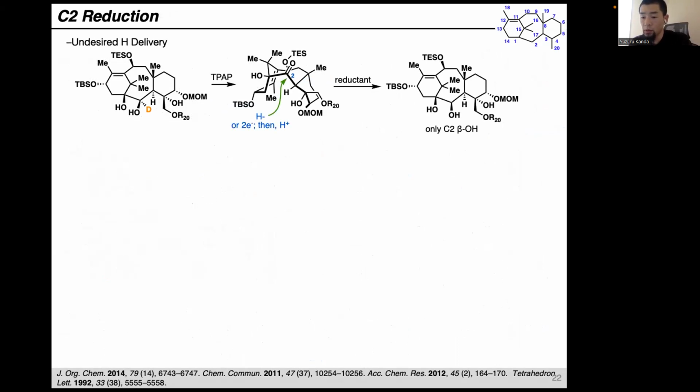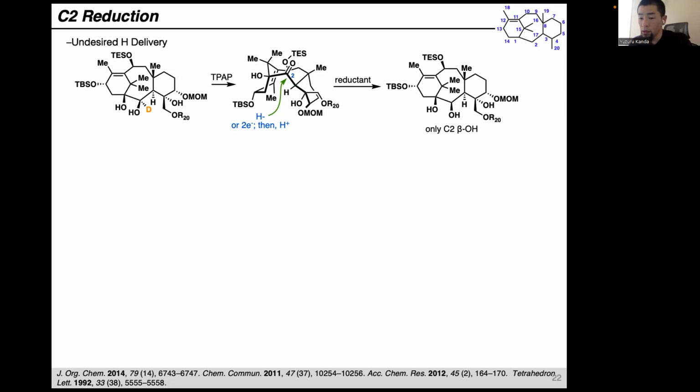First of all, the C2 position is extremely hindered, so it didn't even react with typical reduction conditions such as LAH. And to make it worse, the backside of the C2 ketone is completely blocked. So unsurprisingly, most reduction conditions gave either no reaction or the undesired C2 beta diastereomer.